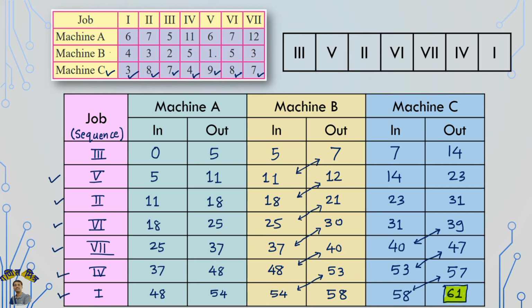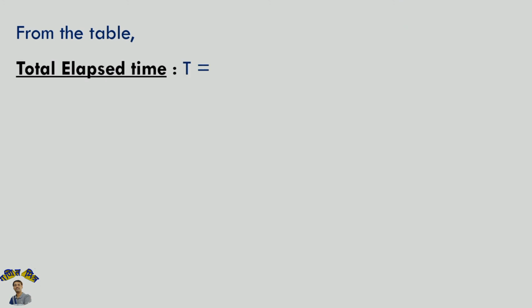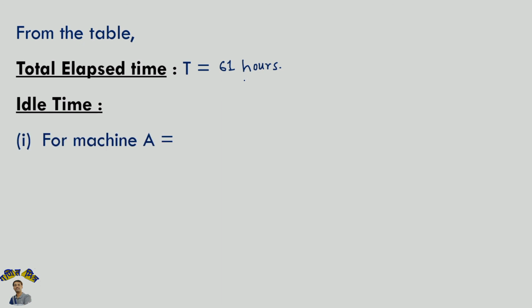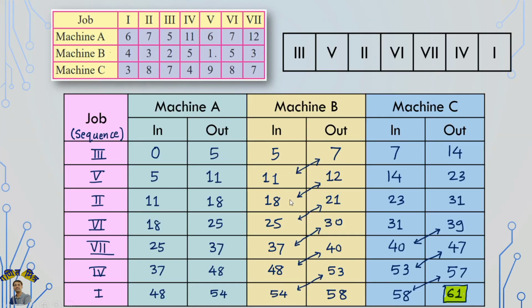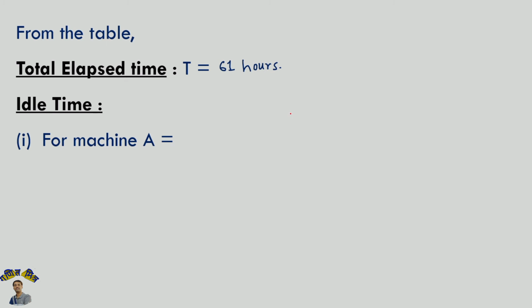Now we are going to write down the final answers. From the table, the total elapsed time T is equal to 61 hours, because the time is given in hours in the question. So total elapsed time is 61 hours. Now the next job is to find idle time for each machine. Idle time for machine A. Now look at this table. To find idle time for machine A, just subtract this value 54 from this final value 61. So 61 minus 54. Therefore, idle time for machine A is 61 minus 54, and that value is 7 hours.